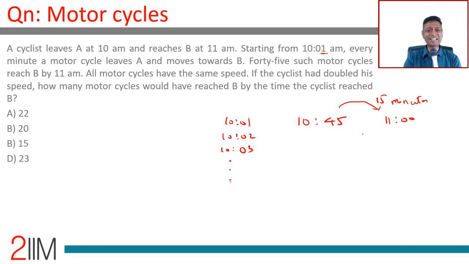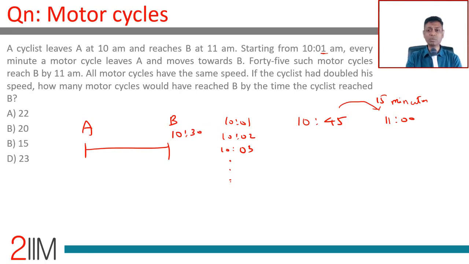Wonderful. The cyclist had doubled his speed. How many motorcycles would have reached B by the time the cyclist reached B? The cyclist leaves at 10 and reaches at 11. So if he doubles his speed, then he would start at A and reach B by 10:30.